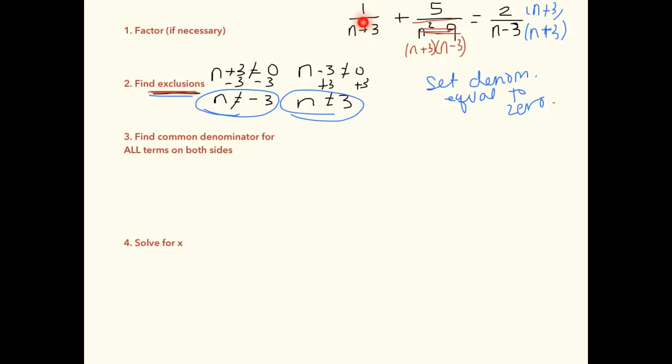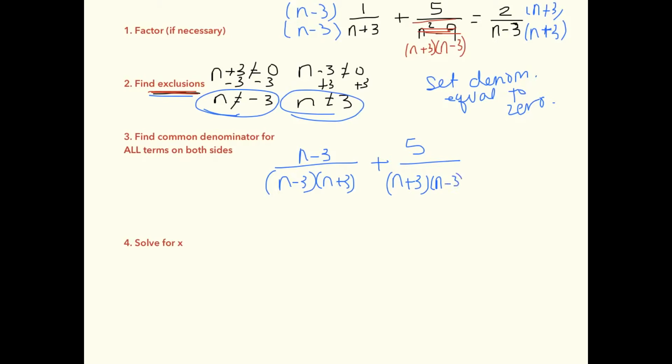This fraction is missing an n minus 3. Whatever I do to the bottom, I have to do to the top. So now I'm going to rewrite my new equation down here. And I have n minus 3 times 1, which you don't need to write. And then I've got my new common denominator. Plus, and I didn't do anything to this one because it already has an n plus 3, n minus 3. So I didn't need to change anything with that fraction.